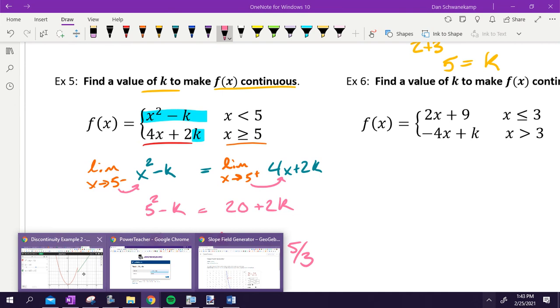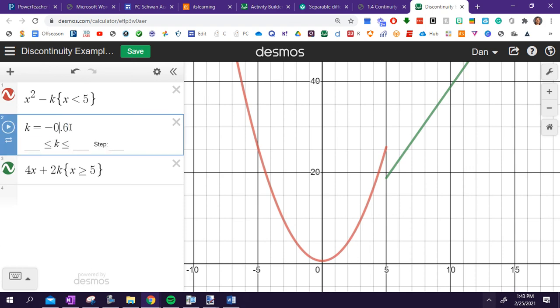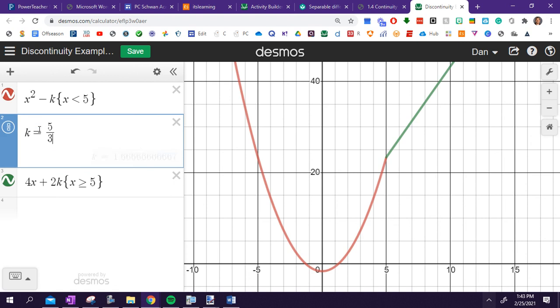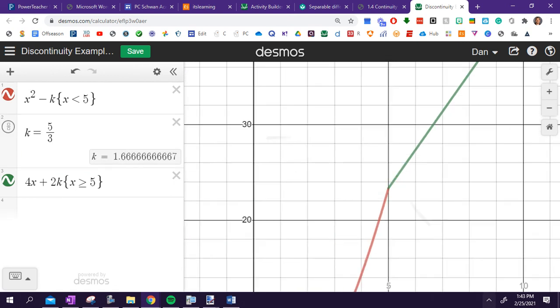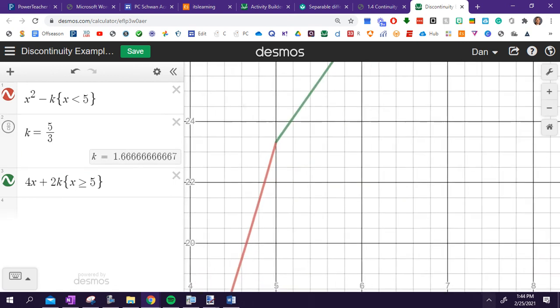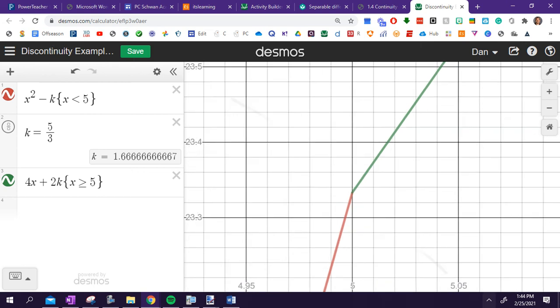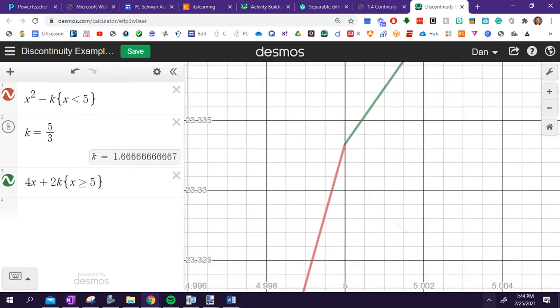Let's check it. If I make my k value 5/3, are they going to connect? I'm excited. There they are. Is this graph continuous at that spot? Yeah, they're touching each other. They're approaching the same value, and you have a closed dot right there, which is what we were looking for overall. Makes sense. Try the last one. See what you can do.